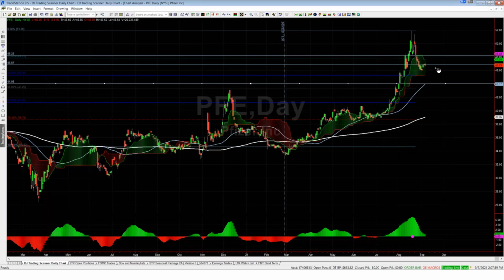So I would wait on Pfizer. Let it finish the correction. Let it get down into this region, then make high, higher low, new high. A few weeks, a month or two, then there's another impulsive move up coming, probably, right? Nothing's guaranteed.